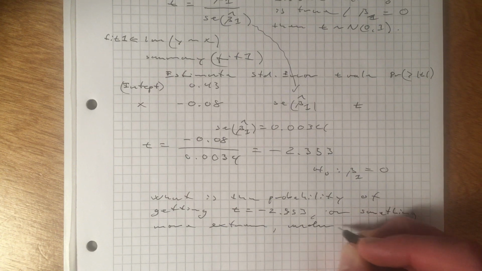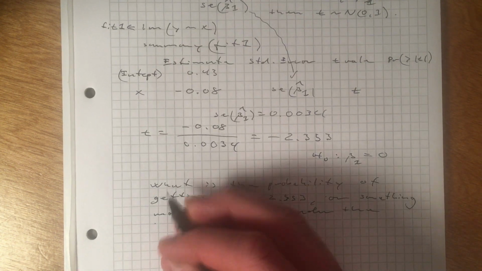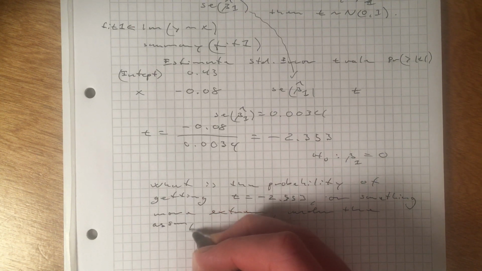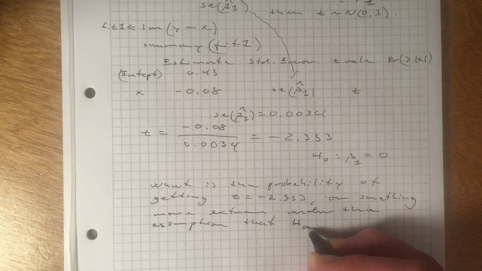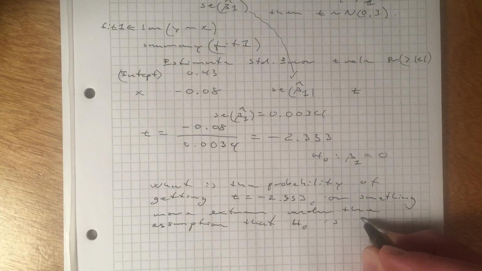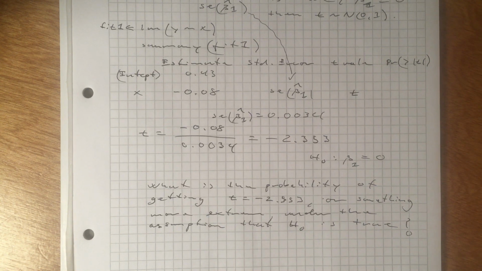Under the assumption that H0 is true. So here, I mean, what is the probability? So here we're after a probability. And first, I'll say something about the more extreme thing. So what does more extreme mean?